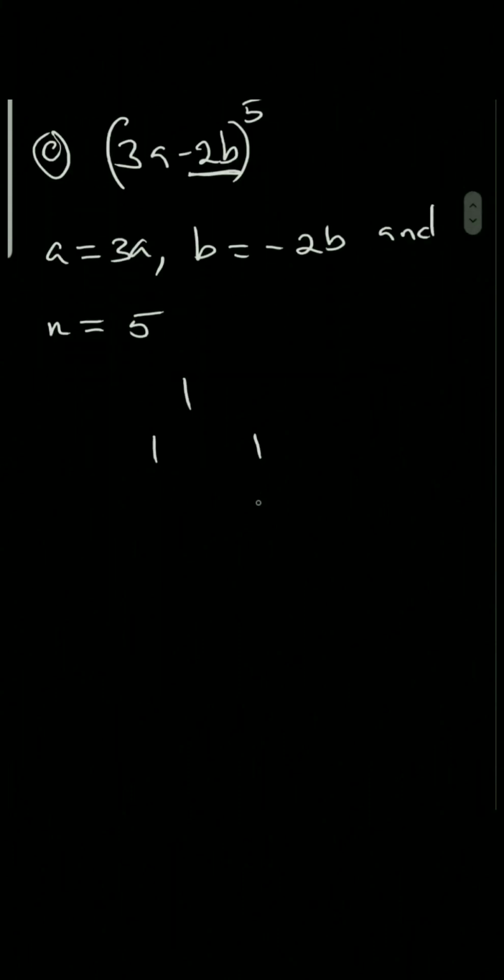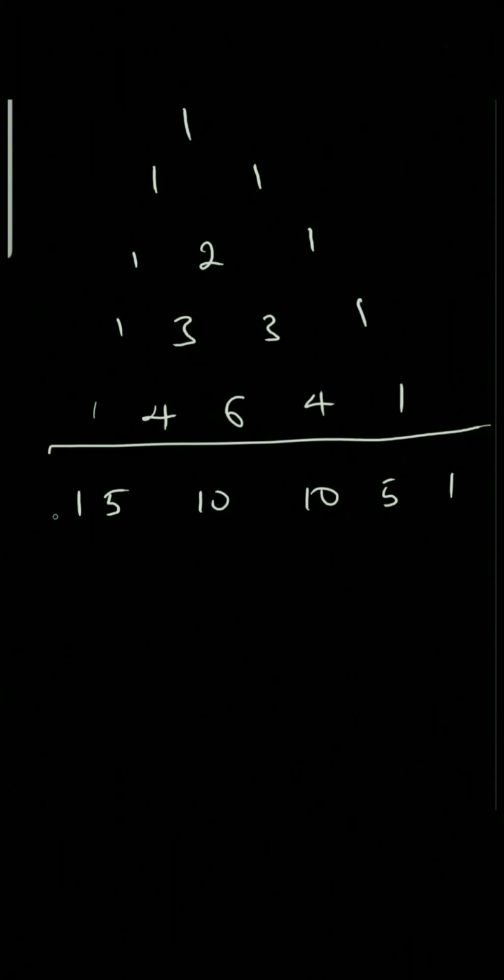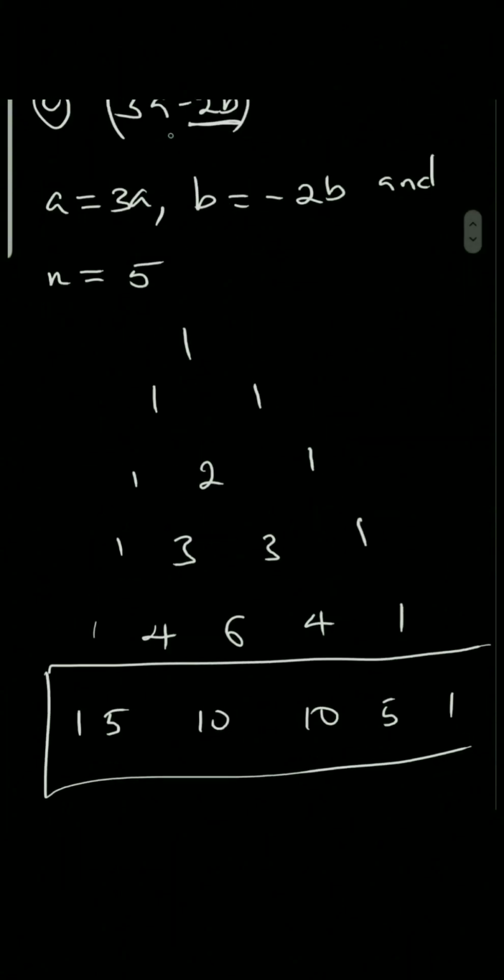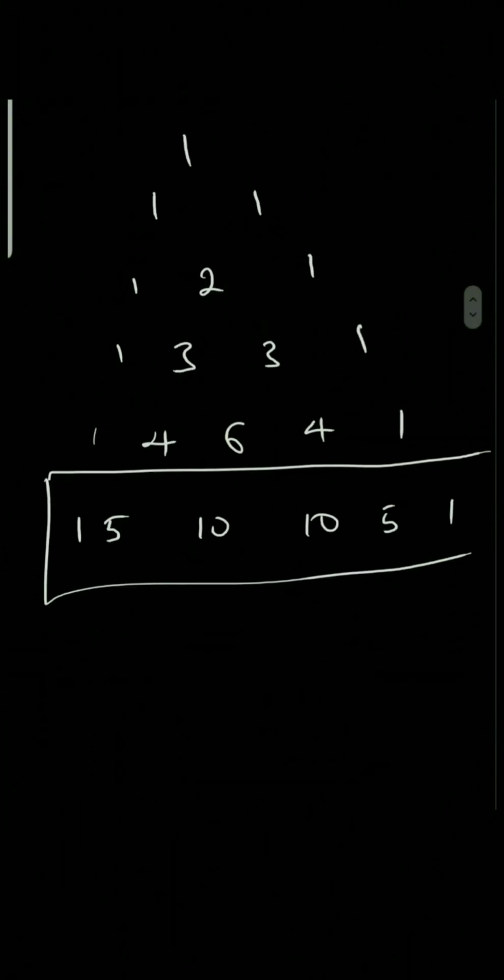And this one goes like this: 1, 3, 3, 1, 1, 4, 6, 4, 1, 1, 5, 10, 10, 5, 1. So we're using the last set of coefficients in expanding this. So we write our binomial expression again, which is 3a minus 2b, all raised to the power of 5. So we use these coefficients.